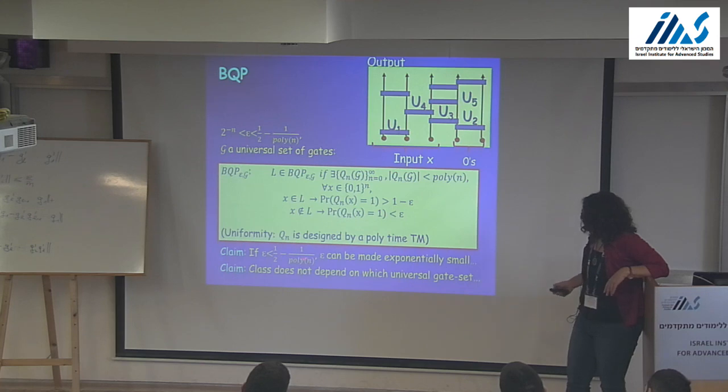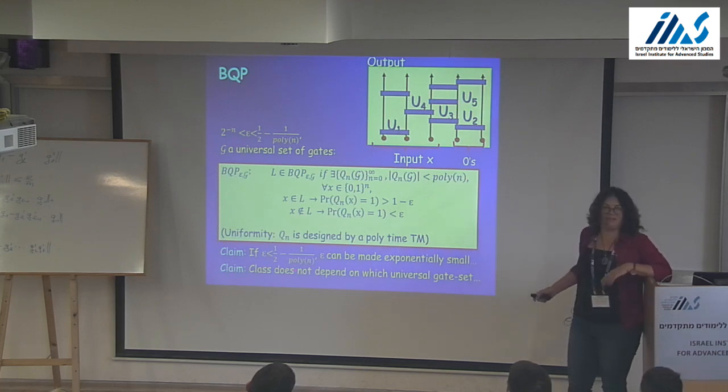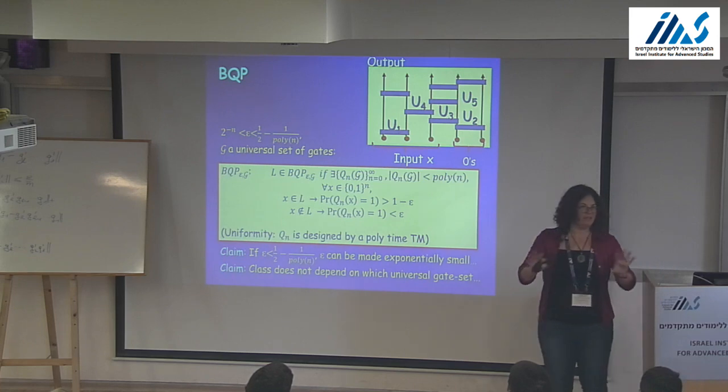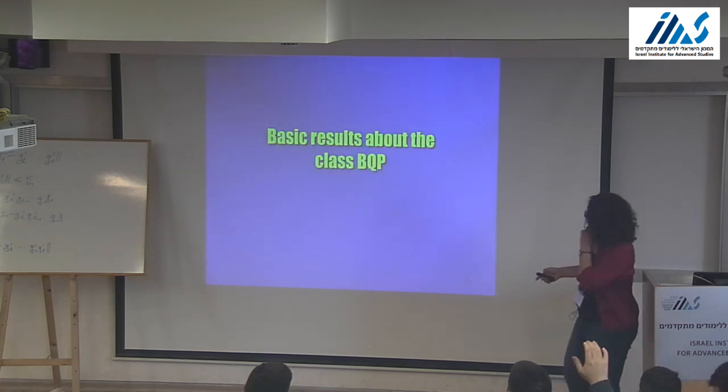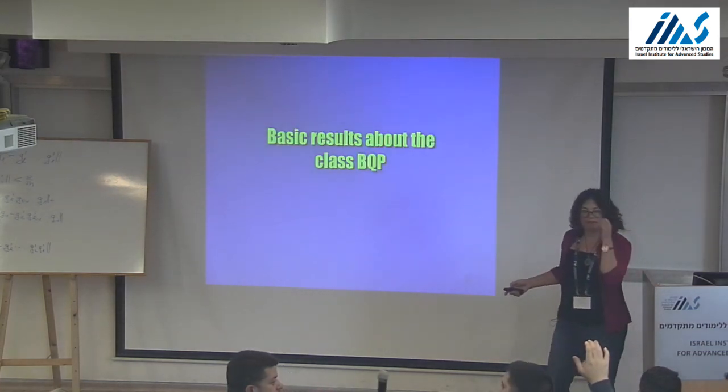Okay, so we're going to claim that if epsilon is bounded away from half, epsilon can be made exponentially small. And once we argue this, we would be able to argue more formally that the class does not depend on which universal set. Okay, and then we would have defined rigorously what the class BQP is, without dependence on epsilon or universal sets. So some basic results, yeah.